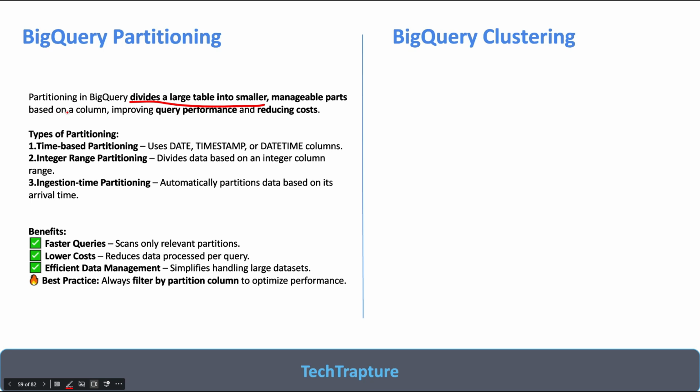Can partitioning be done on any column? No, partitioning can be based on these types of columns. It can be done on a date column, timestamp, or datetime column. If there is an integer column, it can be done on the integer. And if there are no columns in this category, then there can be ingestion time partitioning as well. We'll see all these things when we do partitioning.